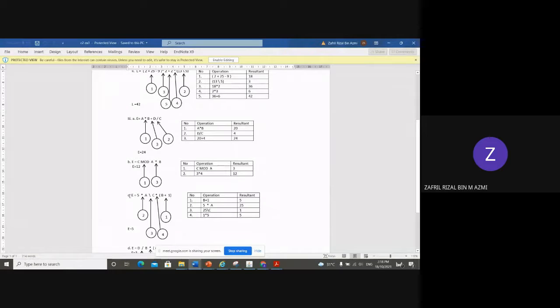Okay, number C ni kelas. Do you think he can get full marks for number C? No. Tak boleh kan? Sebab apa? Missing apa?